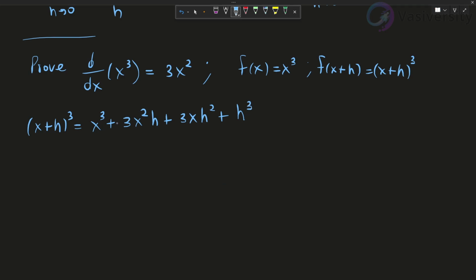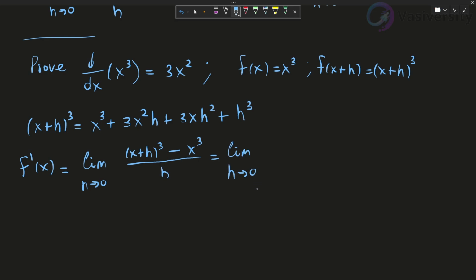All right, so now let's go ahead and find f prime of x, right? F prime of x and d/dx is the same thing, keep that in mind. So that's equal to the limit as h approaches 0 of f of x plus h, which is (x plus h) cubed, minus x cubed, over h. So expanding the parentheses, we're going to have the limit as h approaches 0 of x cubed plus 3x squared h plus 3x h squared plus h cubed minus x cubed all over h.